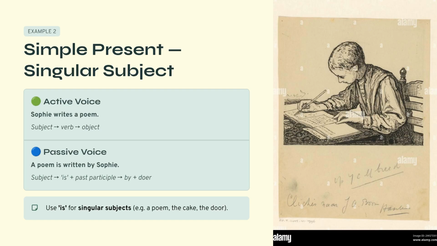Our second example shows a singular subject in the simple present tense. In the active voice, we say, Sophie writes a poem. Sophie is doing the writing. In the passive voice, it becomes, a poem is written by Sophie. We start with a poem, then add is written, followed by Sophie. Remember to use is for singular subjects, like a poem, the cake, or the door.